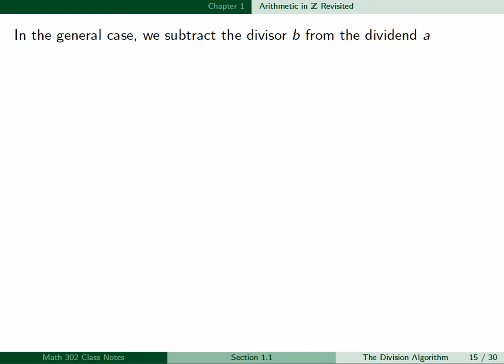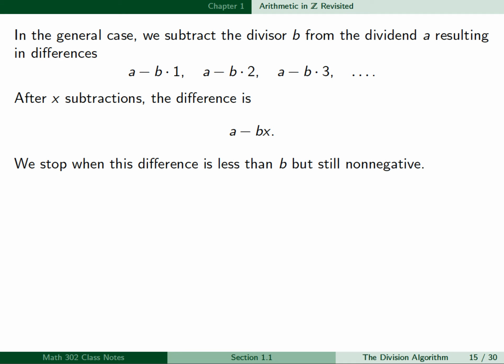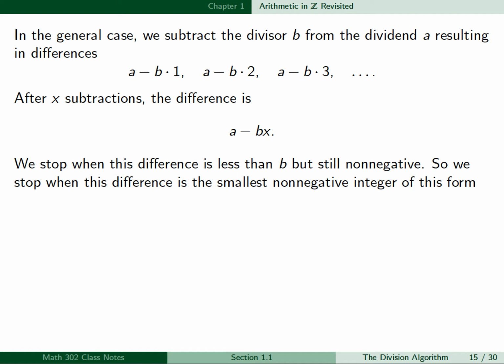In the general case, we subtract the divisor b from the dividend a, resulting in differences a minus b times 1, a minus b times 2, a minus b times 3, and so on. After x subtractions, the difference is a minus bx. We stop when this difference is less than b, but still non-negative. So we stop when this difference is the smallest non-negative integer of this form. And this will be the remainder.